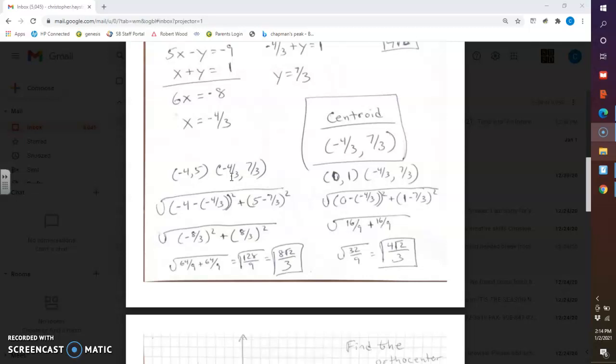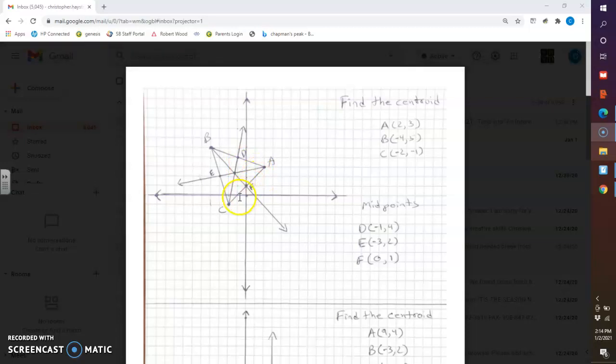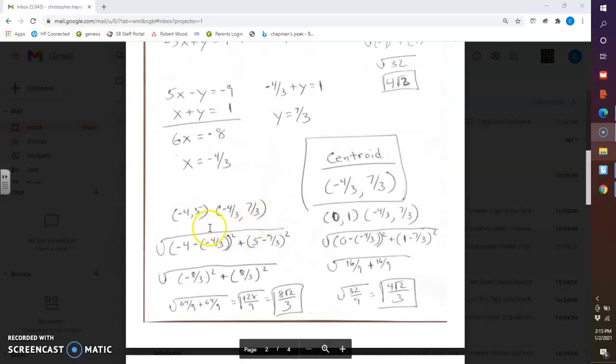Checking my work, if I really wanted to, I do the distance formula. (-4, 5) is my vertex B. As I come here, -4, 1, 2, 3, 4, 5, my vertex B, the distance to the centroid. When I use the distance formula, -4 minus 4/3 is -8/3. 5 minus 7/3 is 8/3. I square both of them. I get 128 over 9, and we simplify that radical as 8√2/3.